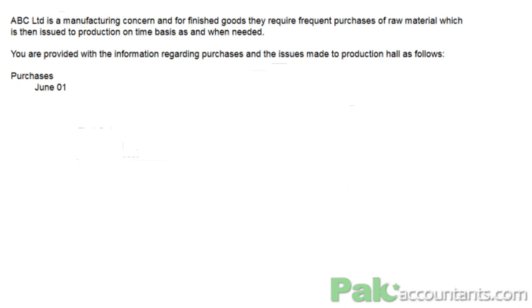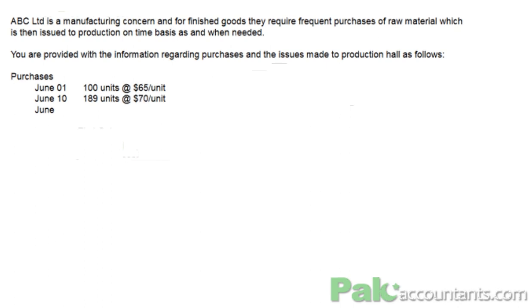In June 1, you bought 100 units at $65 per unit. Then you bought another shipment or package of materials on June 10, okay, and it was for 189 units at $70 per unit.